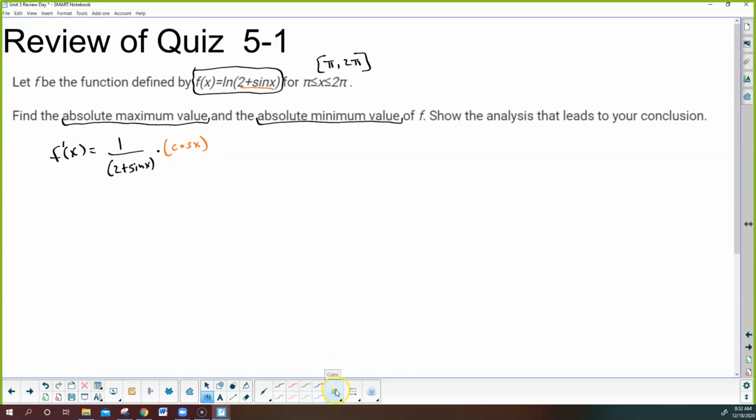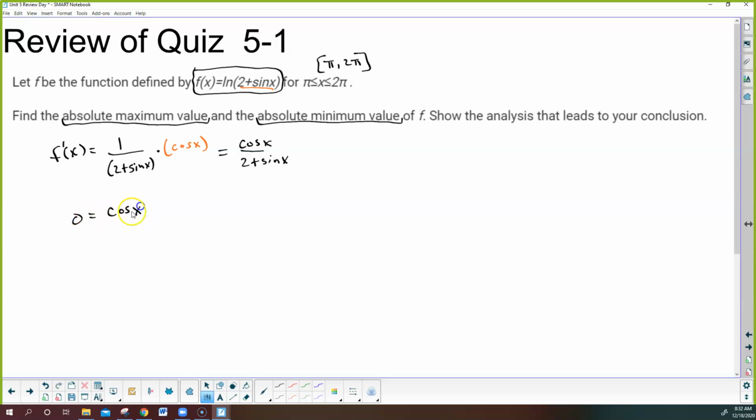And I was really encouraged. You got 1 point for getting this far or condensing it to cosine over 2 plus sine. Right? And in my mind, that's the calculus side. All right, so I was encouraged that we got that, but what do we have to do? We have to set the derivative equal to 0.